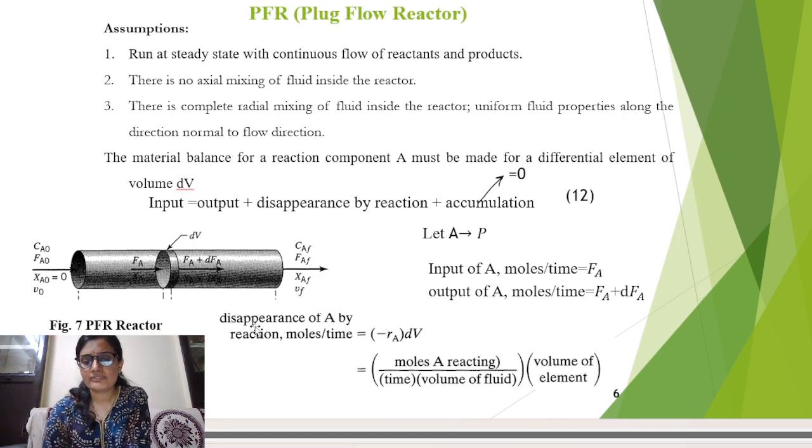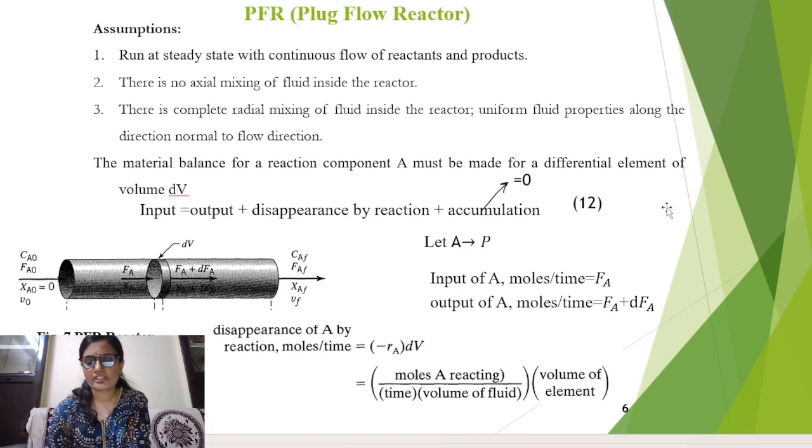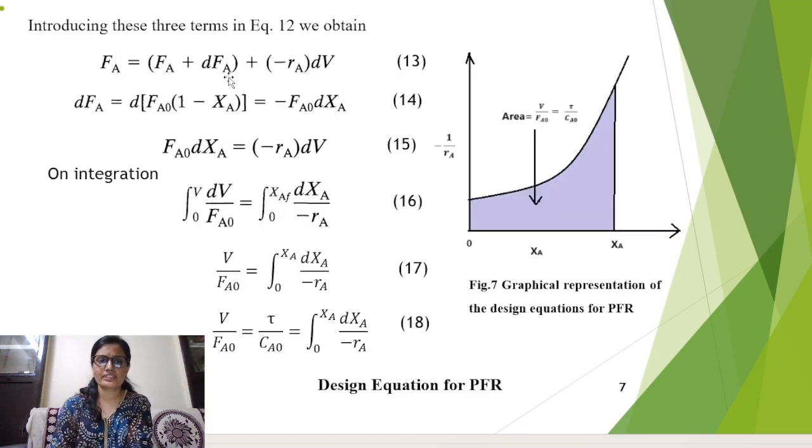Now the disappearance of A by reaction, again it has the unit of moles per time because it is in the form of molar flow rate, can be written as minus Ra into dV. Here minus Ra is the rate of disappearance, which has the unit of moles of A reacting per time per volume of fluid, and dV is the volume of the element. Now introducing all these terms in equation 12, we get Fa is equal to Fa plus dFa plus minus Ra into dV. So Fa and Fa will cancel out, and we have dFa and minus Ra into dV.